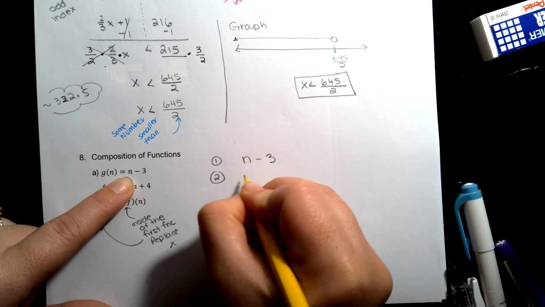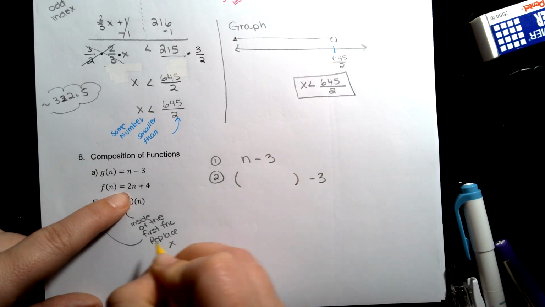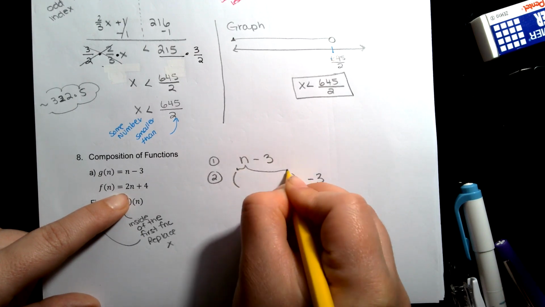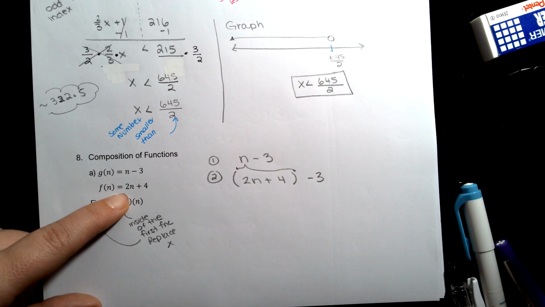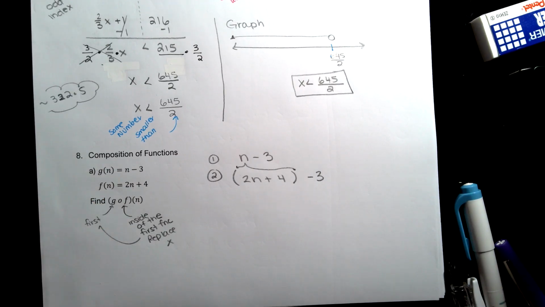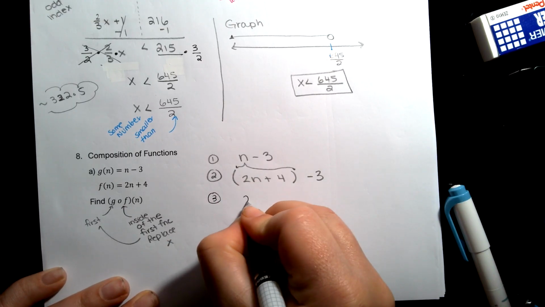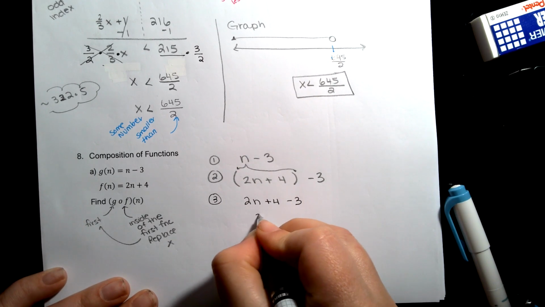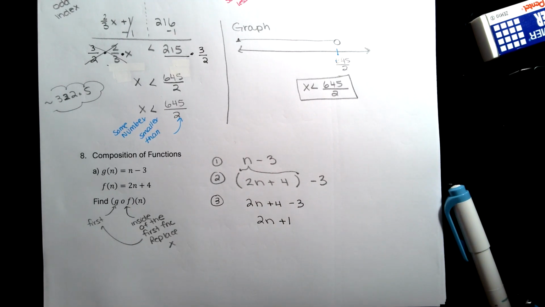Step number 2, you're going to open up for your n. And then you're going to take your f function and, in place of n, you're going to write this 2n plus 4. You're going to simplify the following. And so this is just 2n plus 4 minus 3. 2n plus 1 is what you have.